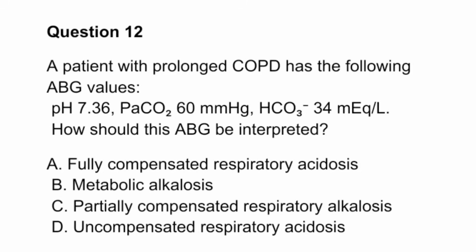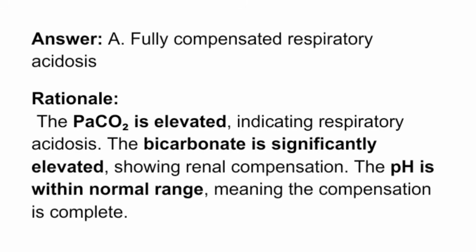Question 12. A patient with prolonged COPD has the following ABG values: pH 7.36, PaCO2 60 mmHg, HCO3- 34 mEq/L. How should this ABG be interpreted? A. Fully compensated respiratory acidosis. B. Metabolic alkalosis. C. Partially compensated respiratory alkalosis. D. Uncompensated respiratory acidosis. Answer: A.